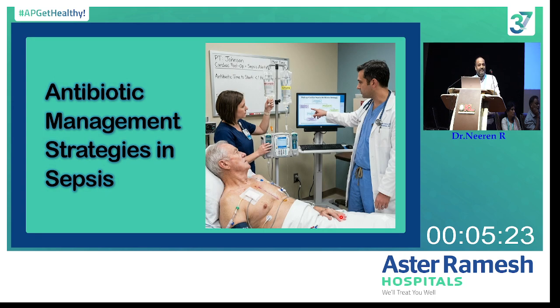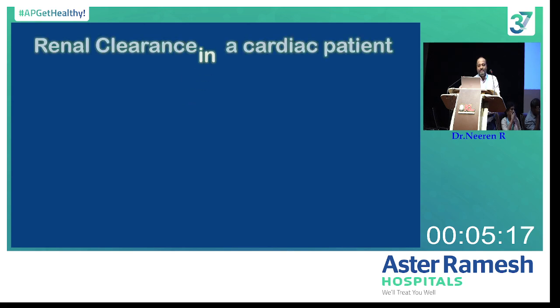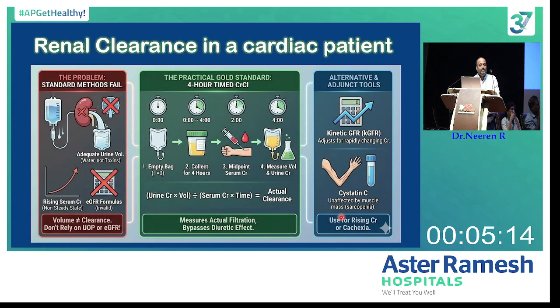Coming to the initial antibiotic management, I will not talk about the antibiotic choice, but I'll tell you about how to give the antibiotics in these patients. The most important thing is to calculate renal clearance in cardiac patients. What we generally use, the urine output or the creatinine to measure eGFR, are very poor methods to calculate renal clearance in cardiac patients.